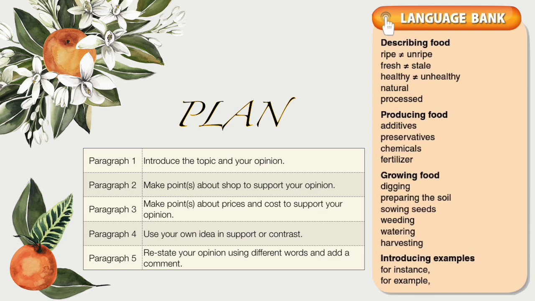You have to plan before you write your essay. You have to write 5 paragraphs. First paragraph, you have to introduce the topic and your opinion. Where to get the topic? Look at the question bank. Remember, during our first and second activity, we talked about circling the topic. So, you have to circle the topic first and introduce your opinion. Paragraph 2, make point or points about shops to support your opinion. Paragraph 3, make point or points about prices and costs to support your opinion. Paragraph 4, use your own idea in support or contrast. And paragraph 5, restate your opinion using different words and add a comment.